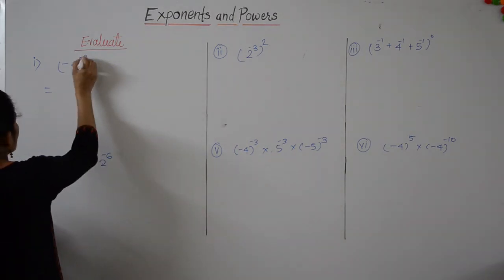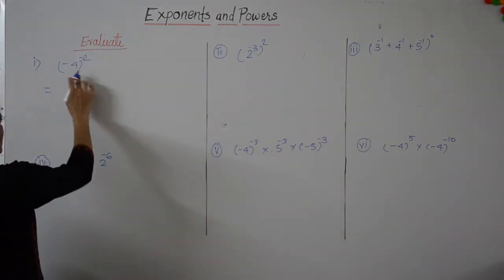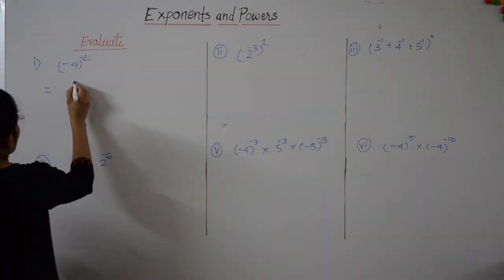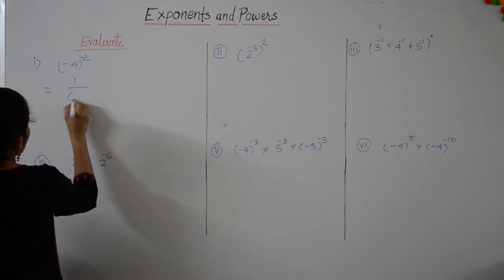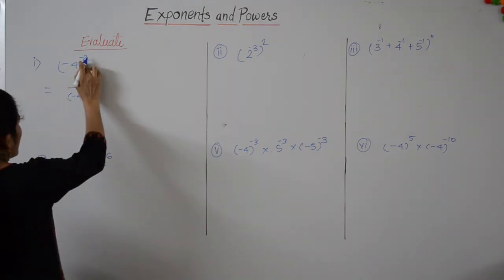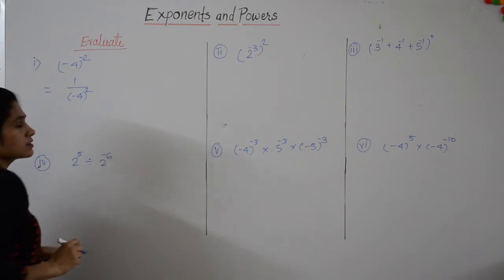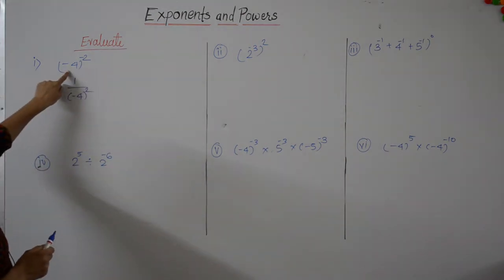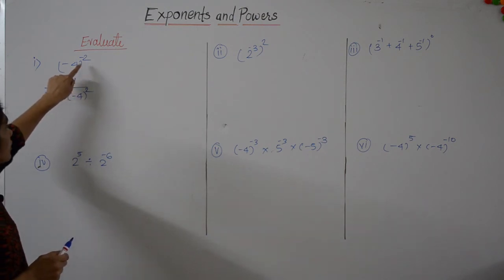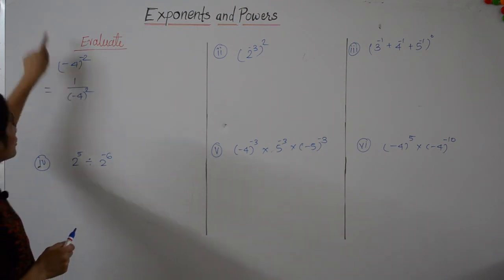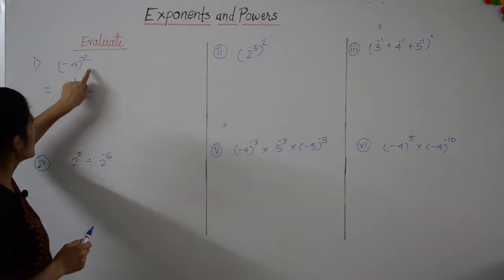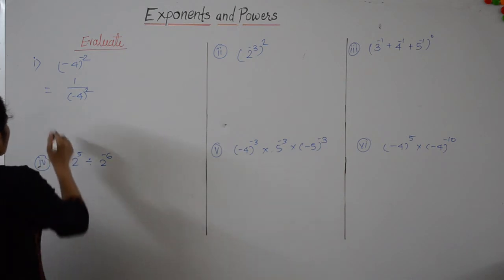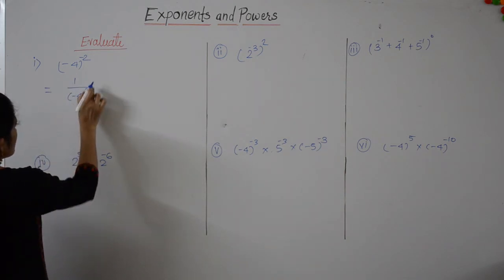Sorry, minus 4 raised to power minus 2. Now here power is negative. So to convert it into positive power, we have to take the reciprocal. The reciprocal of minus 4 is 1 upon minus 4, and this minus 2 will turn into plus 2. Remember that when you solve such type of examples, don't change the sign of base. You have nothing to do with the base, you have to change the sign of exponents, not the sign of base. Okay, so 1 upon minus 4 raised to 2.